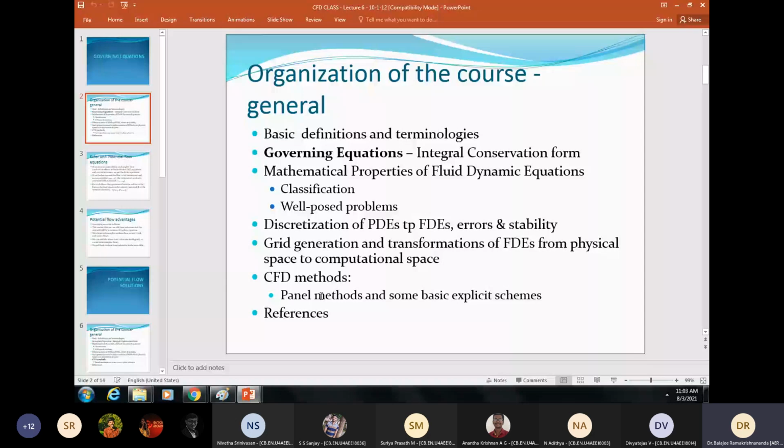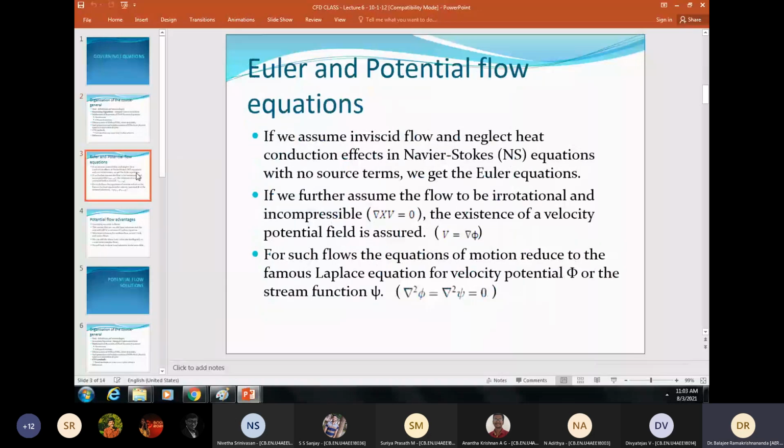Okay. So last class we mentioned that if we assume inviscid flow and neglect heat conduction effects in the Navier-Stokes equations with no source terms, we get the Euler equations. Further, if you assume the flow to be steady, irrotational, incompressible, and two-dimensional. Irrotational means del cross V is 0. Not incompressible. Irrotational means del cross V is 0.